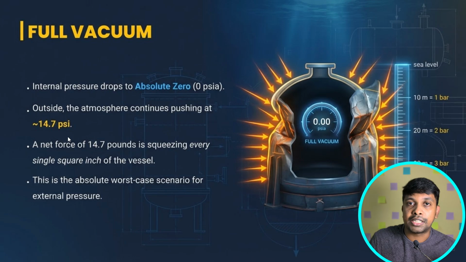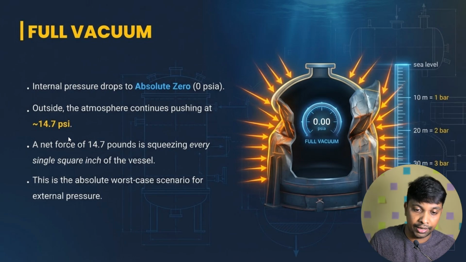Atmospheric pressure is 1 bar, which is 14.7 psi. This 14.7 psi continuously acts on every square inch of the outside of the vessel, so the vessel will collapse. Full vacuum is the really worst case. It doesn't usually happen because we can't pull out all the atmospheric pressure from a vessel. We can do that, but in pressure vessels it is not common. But partial vacuum is completely normal.